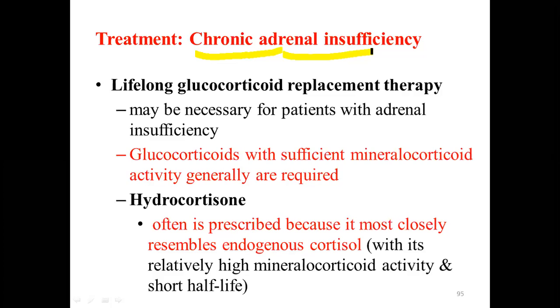Okay, so here, glucocorticoid with sufficient mineralocorticoid activity is generally recommended. But remember, at the beginning of the adrenal gland disorder session, I mentioned the different types of glucocorticoids, depending on the potency as well as the mineralocorticoid activity. Glucocorticoids do have some mineralocorticoid activity, but it varies. For example, the most commonly available glucocorticoid is hydrocortisone. This hydrocortisone is the most widely used.